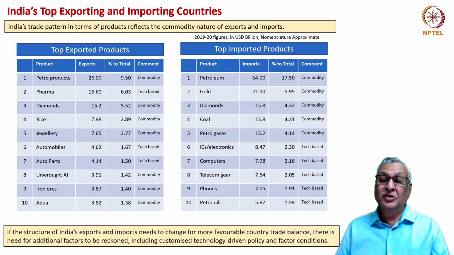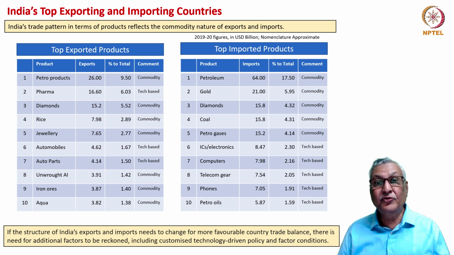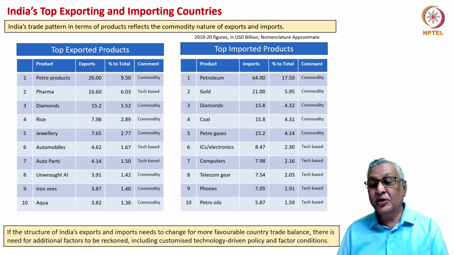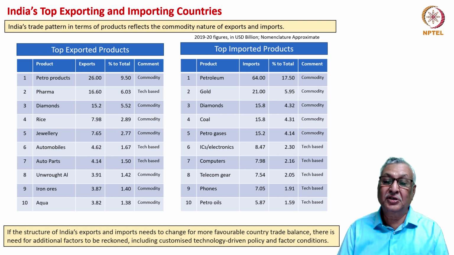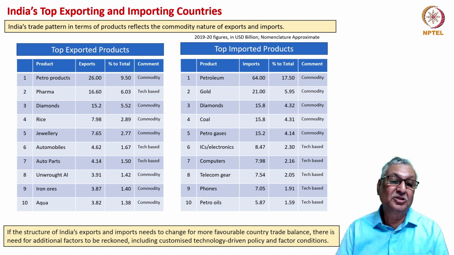So in terms of the imports, there is a fair bit of mix between tech-based products and commodity-based products, whereas exported products are more in terms of commodity nature. So if we need to change India's export and import mix, we need to have the distance factors carefully taken into account, and also we need to have technology-driven policy and factor conditions. If we are successful in having semiconductor manufacturing in India in a big way, probably some of these imports may go away and they may be replaced by exports of those chips and chip related products outside India.